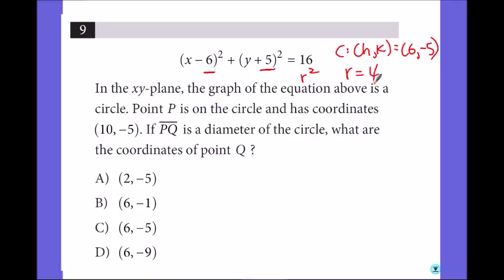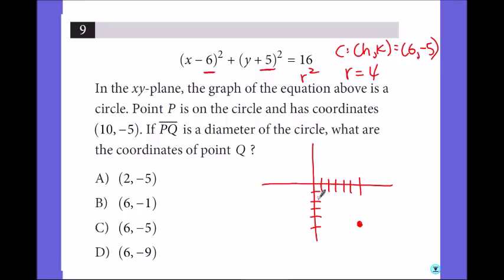So point P is on the circle and has a coordinate of that. If PQ is the diameter of the circle, what is the coordinate of point Q? So the center is at 1, 2, 3, 4, 5, 6. 1, 2, 3, 4, 5. The radius is 4.